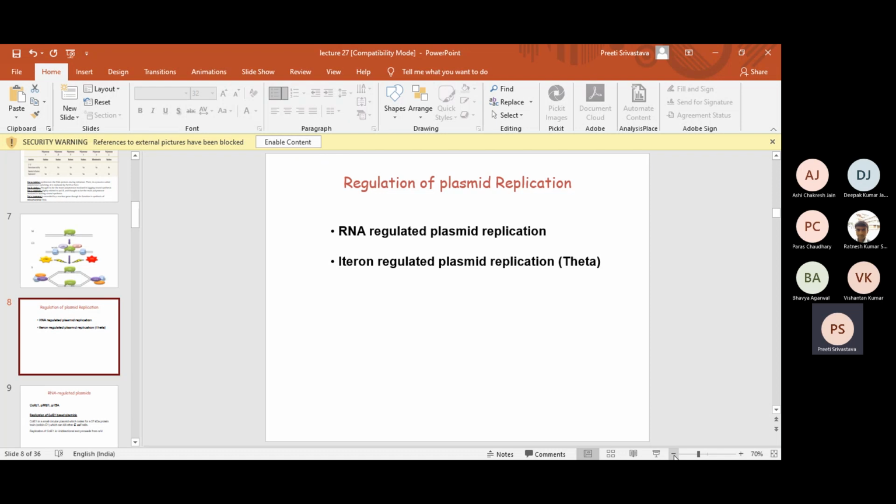Initially we will talk about regulation of plasmid replication, and then I'll tell you how the replication of chromosomal DNA is regulated. So the question is why?